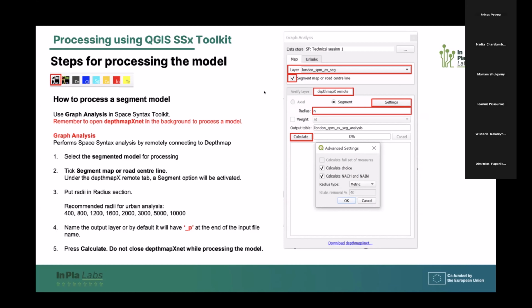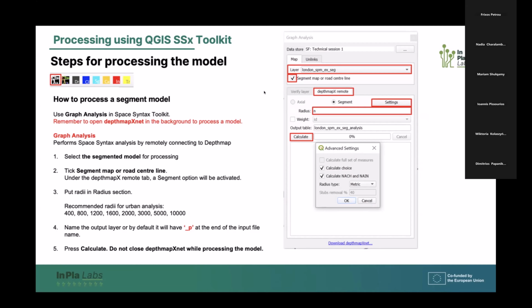If you're not sure what radius you need to analyze, you can write radius n, and this will provide you with analysis for a wide range of radius. If you have a specific research question and you're only interested, for example, in local movement or global movement, you can specify your radii for urban analysis, starting from 400 meters up to 10 kilometers.